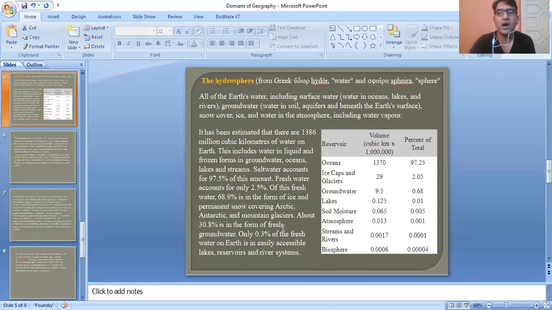So now we are coming to the amount of water. How much water is present on the surface of Earth in different forms? I have also given information on the states and forms of water. It has been estimated that there are 1,386 million cubic kilometers of water on the Earth's surface. This includes water in liquid and frozen form, groundwater, oceans, lakes, streams, and salt water. So there is plenty of water on the surface of Earth.